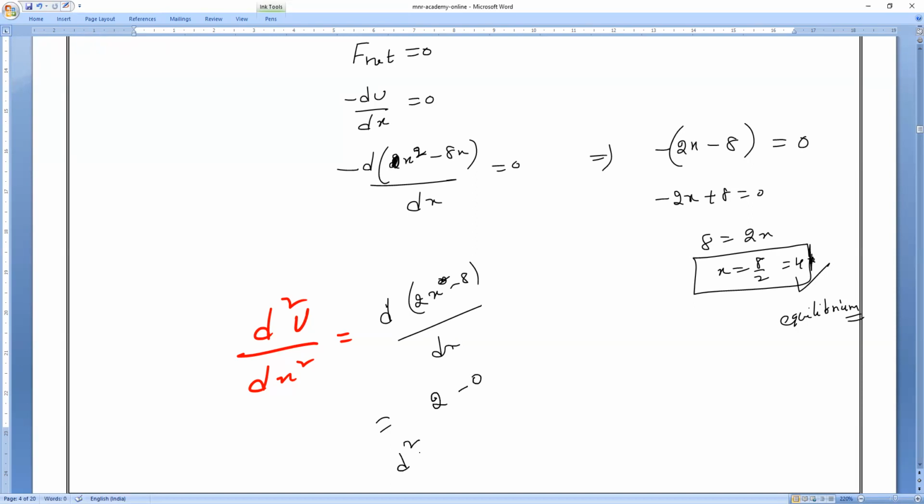So what is the double derivative? d square U by dx square is equal to 2. So is it greater than 0, less than 0, or equal to 0? It is greater than 0. So greater than 0 means U is minimum or maximum? Minimum. So is it a stable equilibrium or unstable equilibrium? It is stable equilibrium.